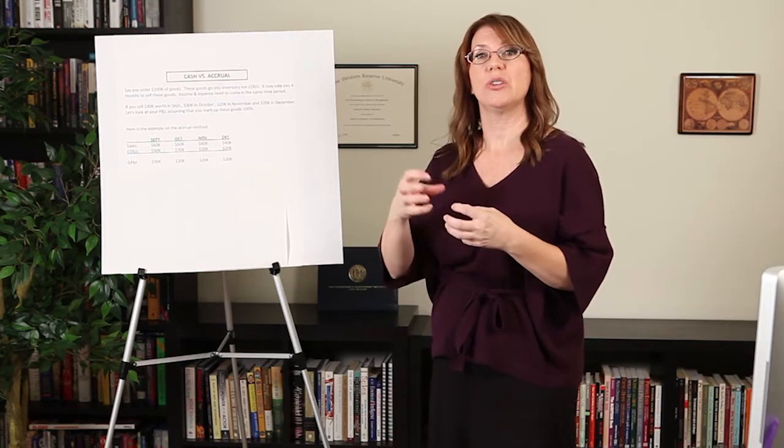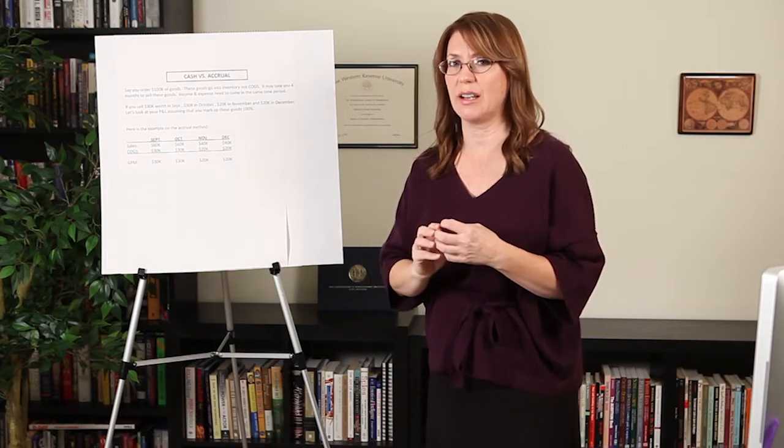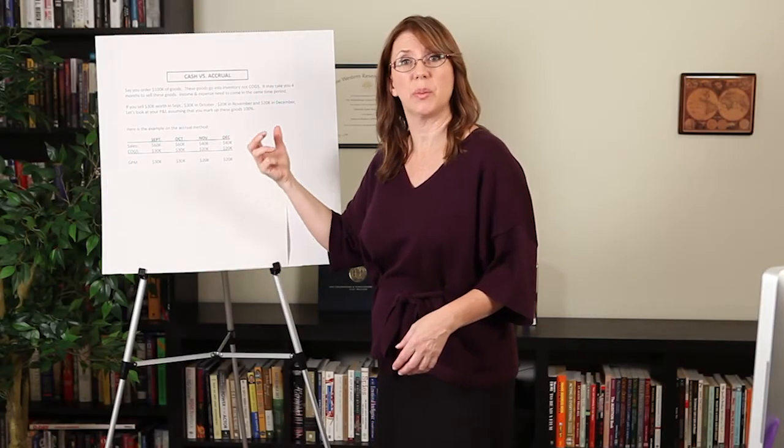And let's just say you sold $30,000 in September. This is the cost of the goods, not the sales price. But you sold $30,000 worth of product in September. The cost of the goods you sold in October were $30,000. The cost for the goods were $20,000 in November and $20,000 in December. Was the cost you paid for the product.